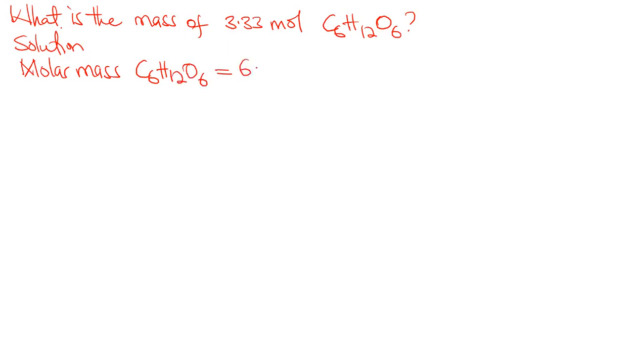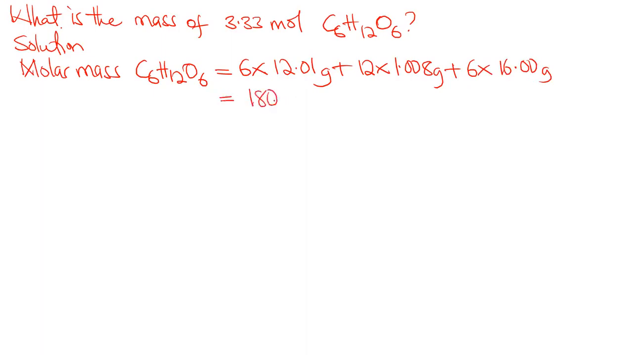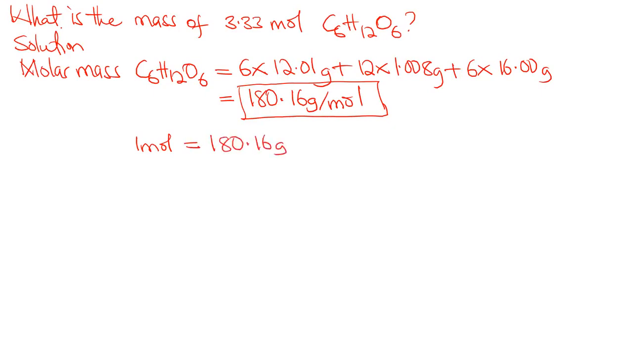C6H12O6 is 6 times the mass of carbon, which is 12.01 gram, plus 12 times the mass of hydrogen, which is 1.008 gram, plus 6 times the mass of oxygen, which is 16.00 gram. So our answer is 180.16 grams, but this is per mole. As with the previous problem, this value here tells us that 1 mole is equal to 180.16 grams. So that's a conversion factor.